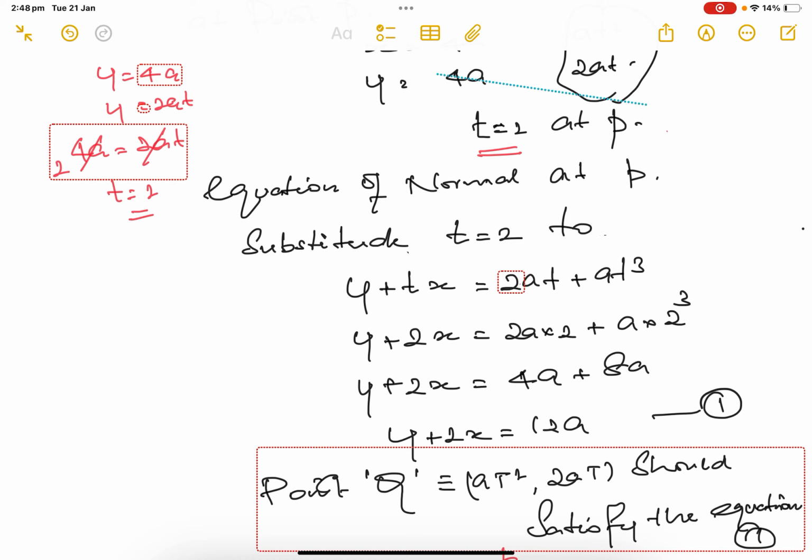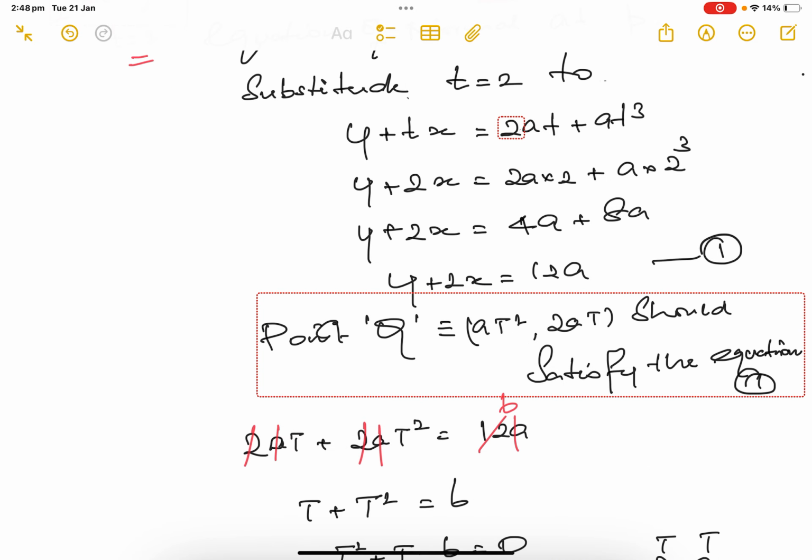So therefore, the normal equation will be y plus tx equals 2at plus at cubed. That is what we found as an arbitrary normal equation, at any point on the parabola. Now we decided the point, where t is 2. So if you substitute that value 2, that's y plus 2x equals 2a times 2 plus a times 2 cubed. That is y plus 2x equals 4a plus 8a, that is 12a. So this is the equation of normal through point P.